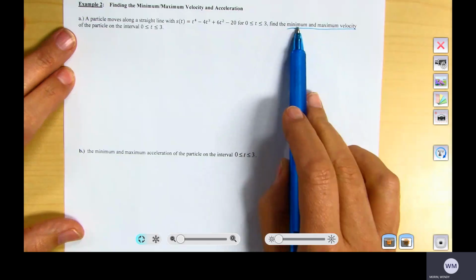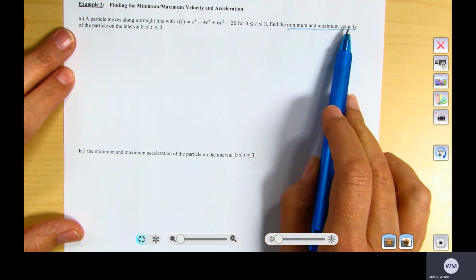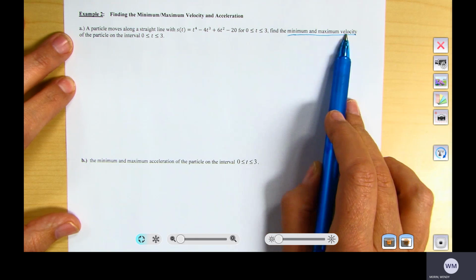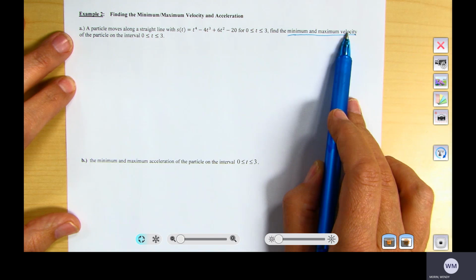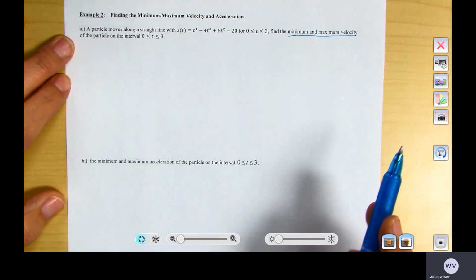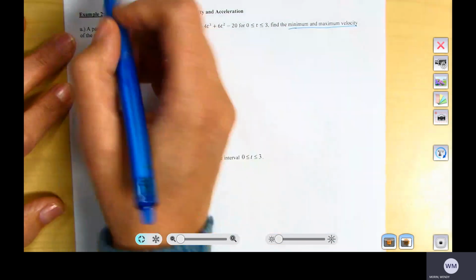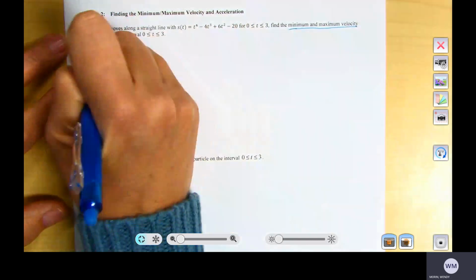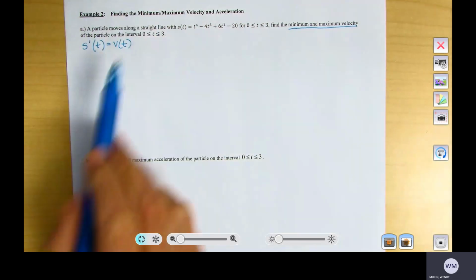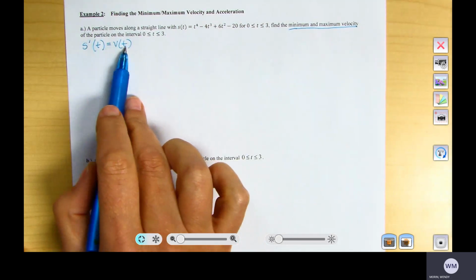If you're trying to find the min and max of velocity, what do you think you're going to set equal to 0? Are you going to set velocity equal to 0? Or are you going to set the derivative of velocity equal to 0? And the answer is the derivative of velocity, which is acceleration. So I'm giving you the position. So you are going to, again, use proper notation. They like to see the linkage with the proper notation. The derivative of position is equal to velocity.